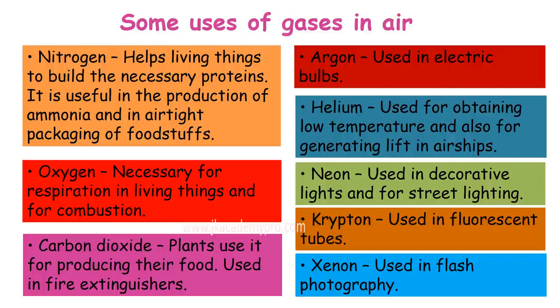Krypton gas is used in fluorescent lights. Those fluorescents are those bright, flashy lights that we used as decorations. So, krypton gas is used in that. And then we have the xenon gas. Xenon gas is used in the flash bulbs of our cameras. Some of the cameras, the high powered cameras, they use flashlights. So, in those flashlights, xenon gas is used.